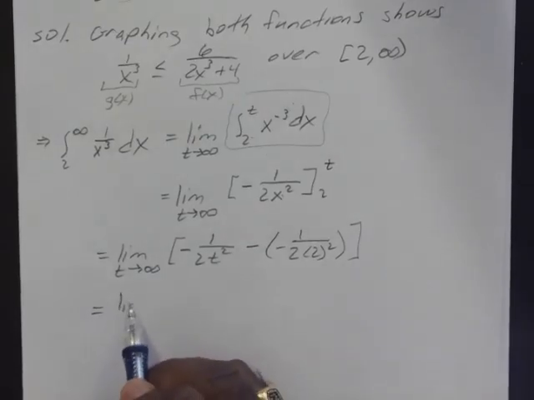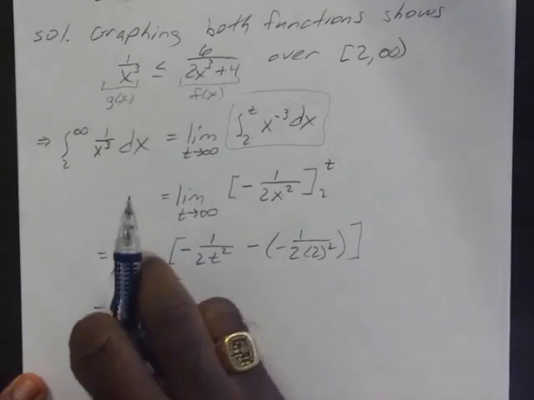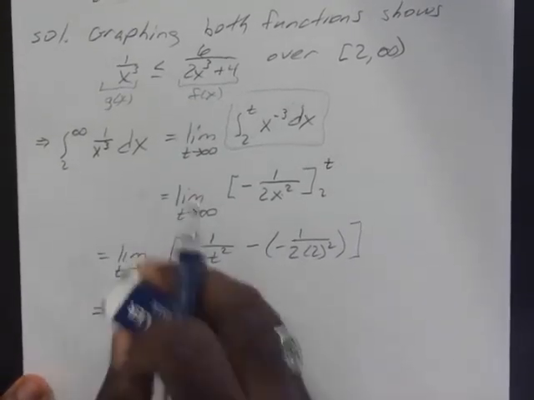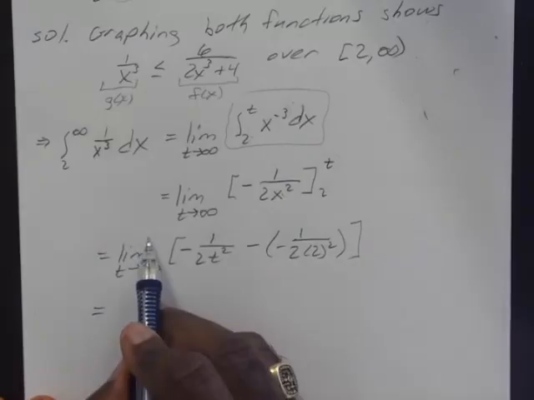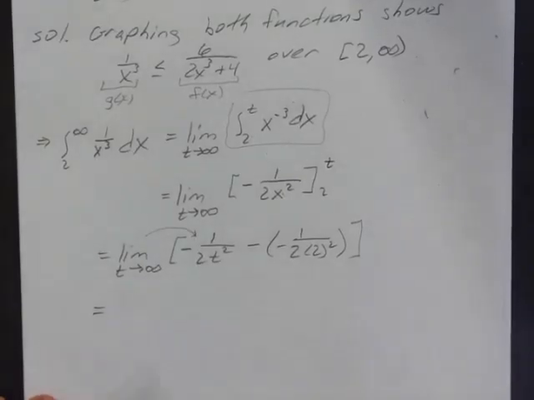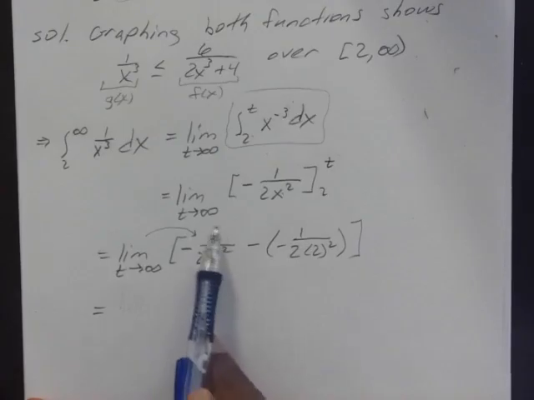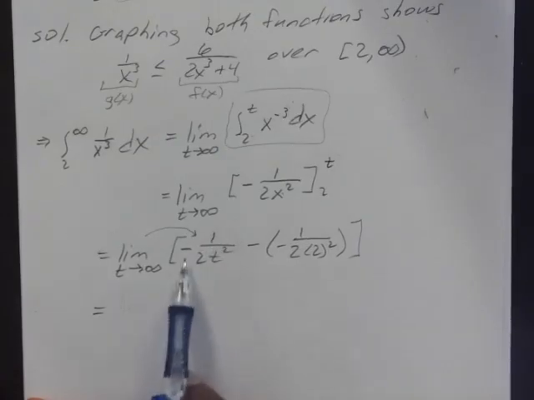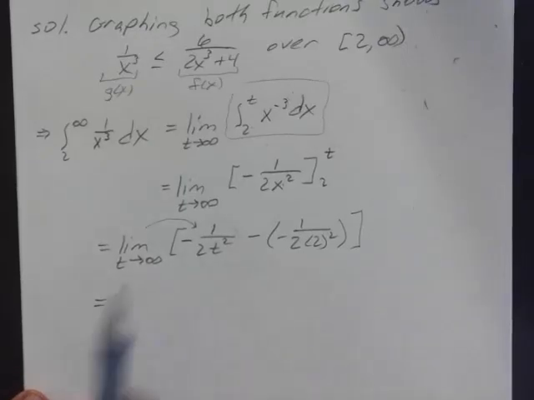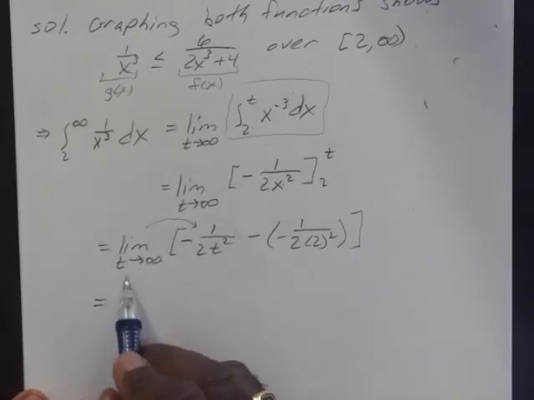Okay, so we have the limit. Oh, actually, we don't even have to write this anymore. We can just go ahead and solve it since we're running out of room a little bit. We take the limit of negative 1 over 2 times t squared. As t gets bigger and bigger, this value as a whole gets smaller and smaller. So we know that this limit just approaches 0.